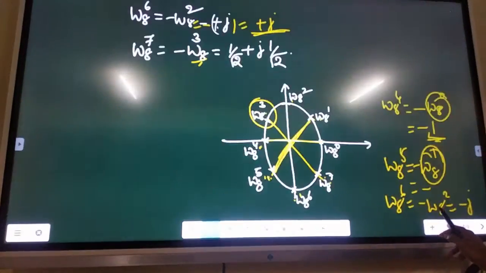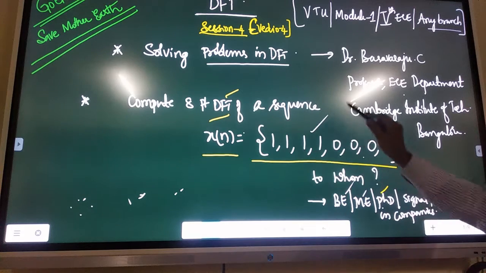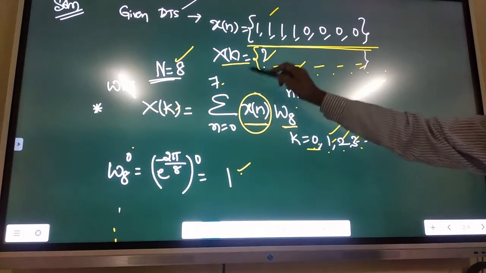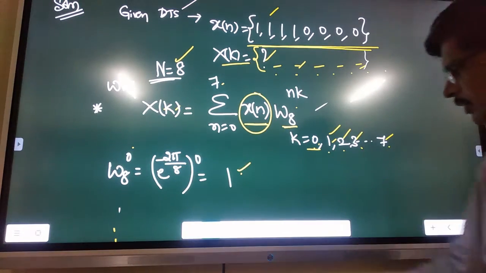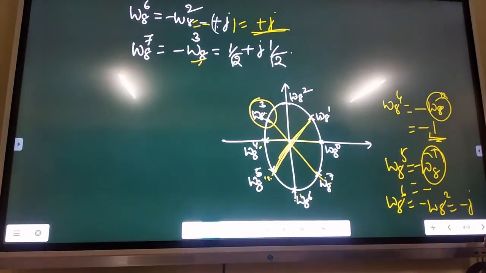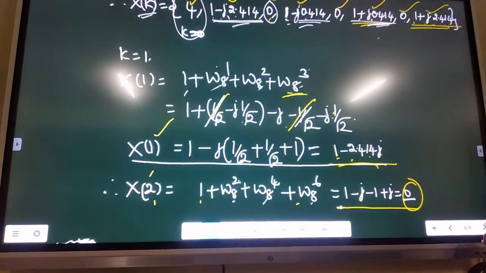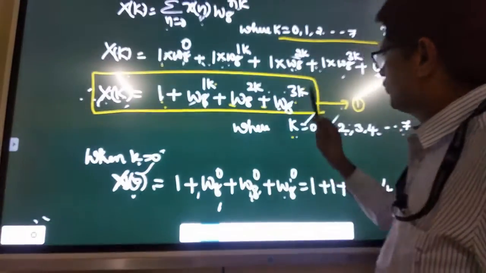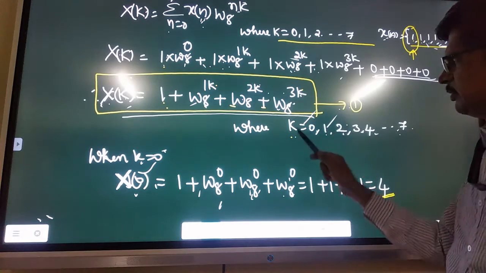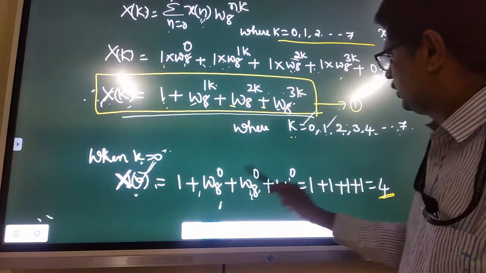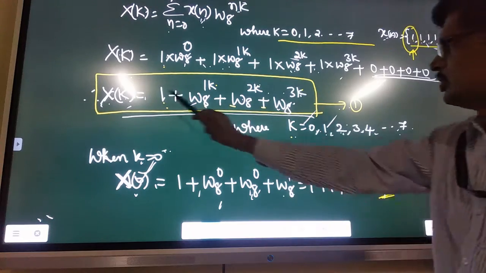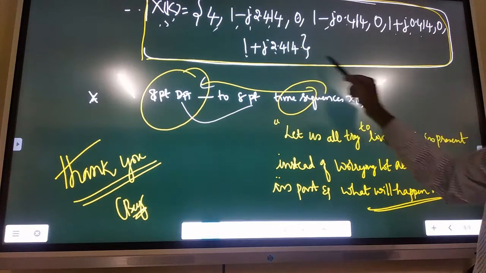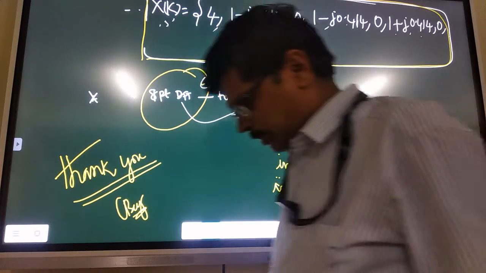Any time sequence into frequency quickly. If we give you an 8-point or 4-point sequence, then what should you do? Immediately write the formula, then derive and solve omega 8 power 0, 1, 2, 3, 4 and 5, 6, 7. Write the X of k formula first, then try to get X of k in terms of k. This is very important. Then maths: substitute k is equal to 0 for the first sample, k is 1 second, k is 2 third, up to k is 7, 8 samples. I hope I am clear. This is how I get all 8 samples. I hope I am clear.